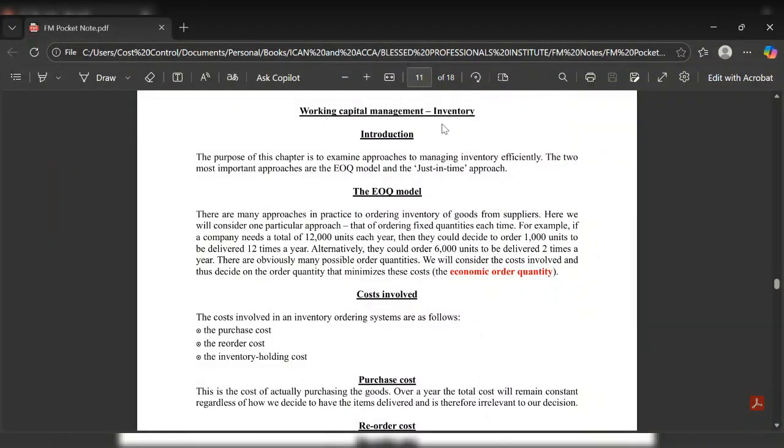So today we'll be looking at inventory. Working capital itself has to do with our current assets less all our current liabilities. And one of the current assets we have in an organization is inventory. The purpose of this chapter is to examine approaches to managing inventory efficiently.